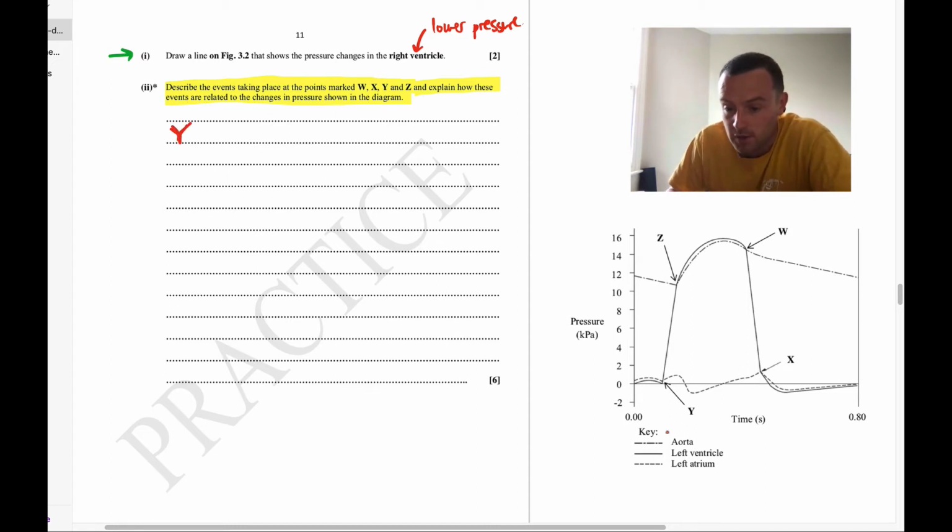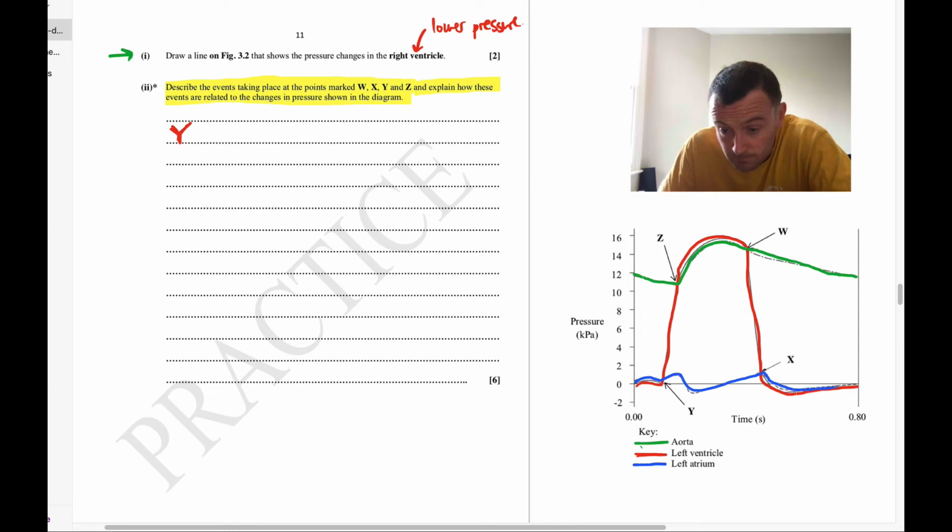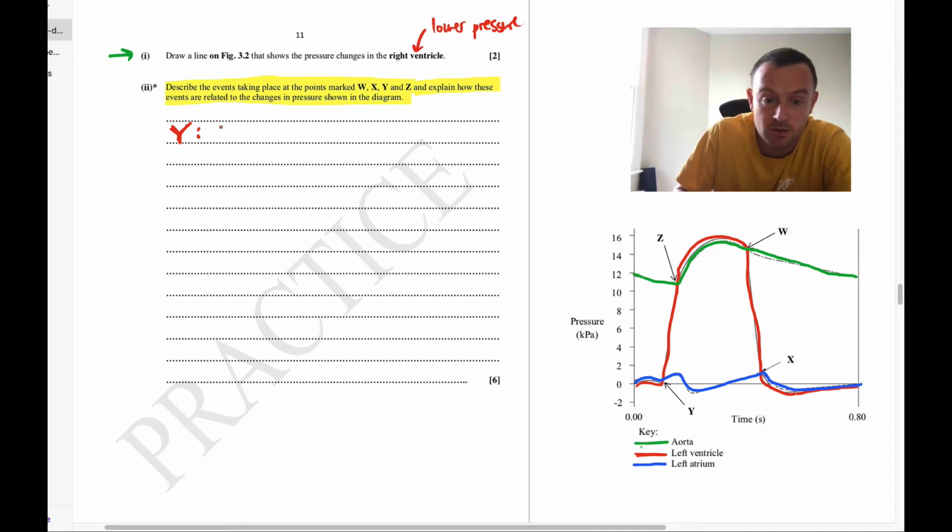So at Y, what we can see here is the pressure, and I'm going to do a little quick color coding. Okay, so now I've done my little quick color coding there. So I've got the aorta in green, the left ventricle in red, and the left atrium in blue. Okay, so what's going on at Y? So we have the pressure in the left ventricle goes above the left atrium. So P for pressure in left ventricle rises above that in left atrium.